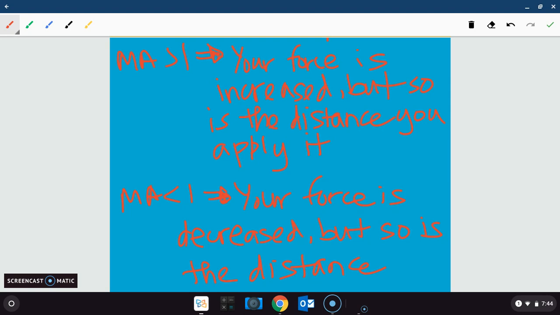What if the mechanical advantage is equal to 1? Then all that is happening is that the direction of your force is changing. Sometimes it's easier to lift something up. Sometimes it's easier to pull something down. And so if all you need to do is change the direction of your force, you can use a machine that has a mechanical advantage of 1.